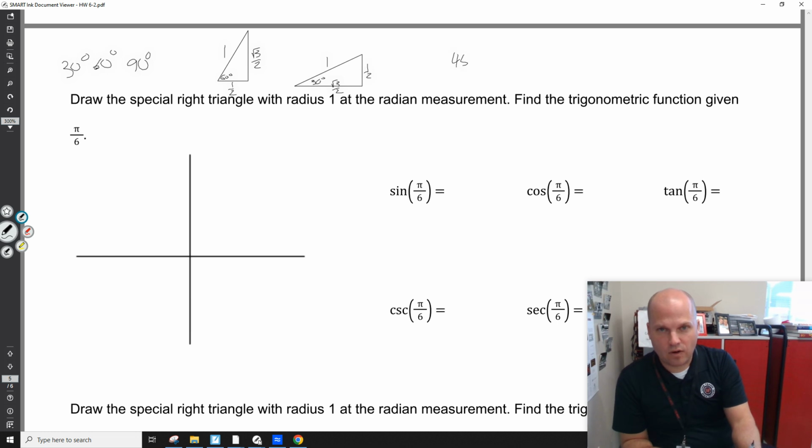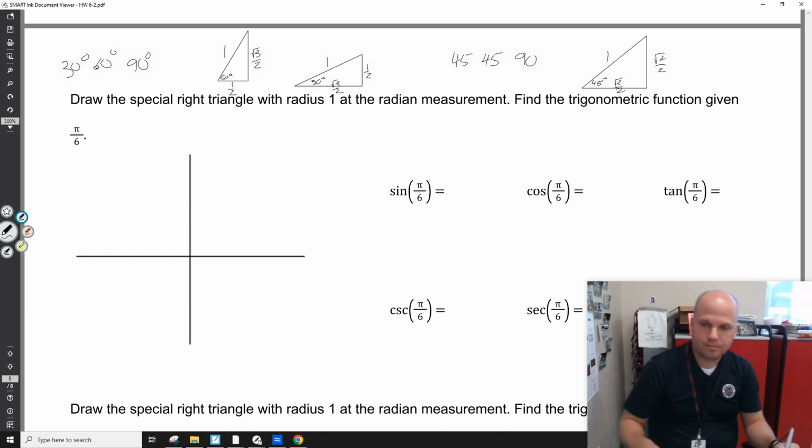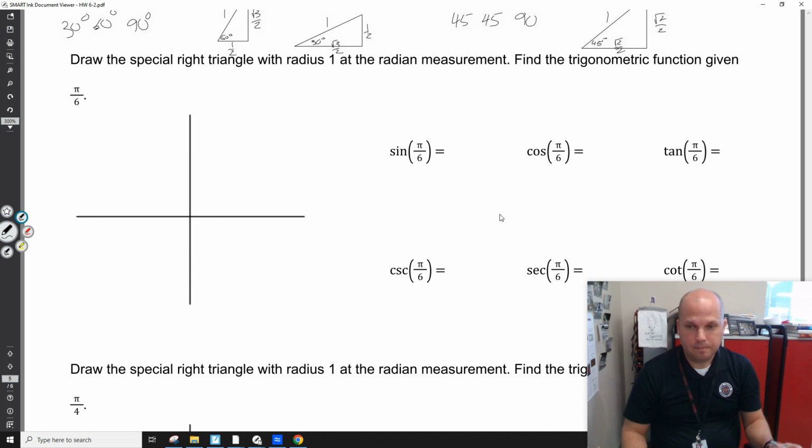And then we have our 45, 45, 90 triangle. It's isosceles. The leg lengths have to be the same, and that length is root 2 over 2. That's got to be in your head as well. Okay? Okay. We got our unit circle.